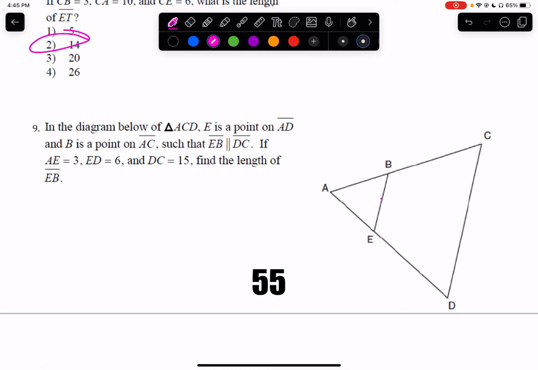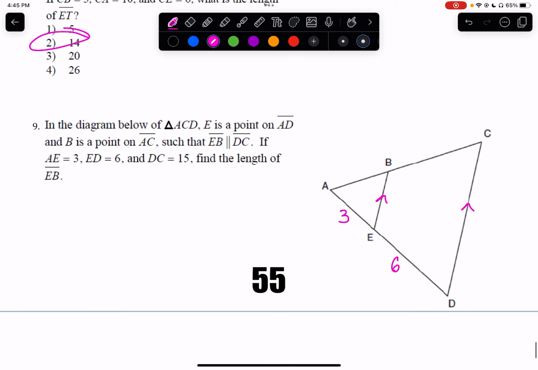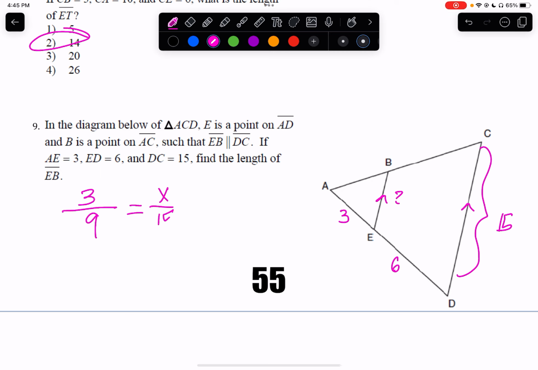Okay, so again we have parallel lines. If AE is 3, ED is 6, and DC is 15. So this is kind of the opposite of what we were doing before. Instead of doing the top over the bottom, we're looking for the entire sides. So 3 over 9 is equal to x over 15. 9x equals 45. Solve to get that x is equal to 5.